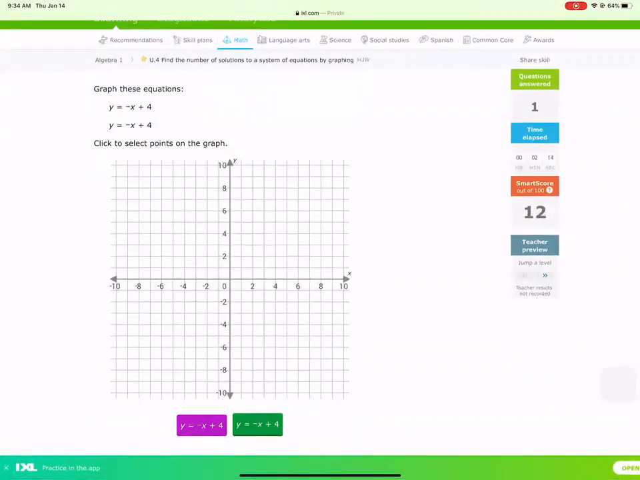-x plus 4 and -x plus 4. Oh my gosh, I can tell right now that they're exactly the same solution. I'm going to go ahead and graph it anyways. So my first one, starting at y-intercept, is 4. Slope is -1 over 1. All right, done. Let's do the green line, starting at 4, going down 1 over 1. Hey, it's the same exact line.